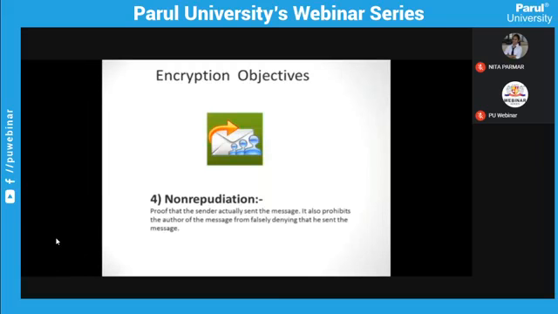And the last objective of encryption is non-repudiation. If the sender has actually sent the message, it is also possible that hackers may send a false message during the transmission, and more than one message is received by the receiver. So through encryption it is ensured that the message is not repeated at the receiver side.